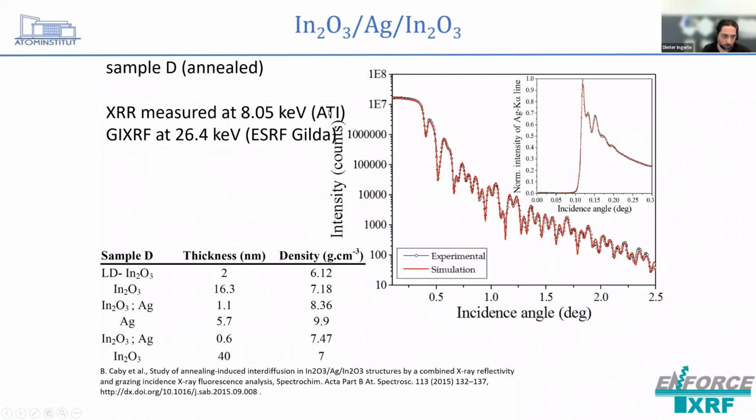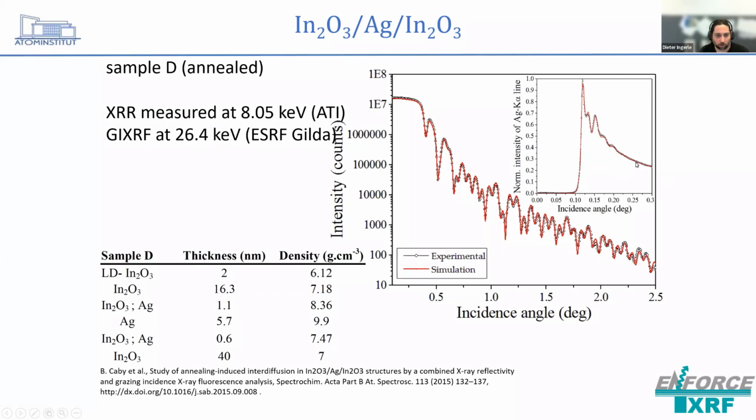We used basically the XRF measurement there because the quality was better and it was easier to evaluate, since the energy we used was relatively high, 26.4 keV, just to excite the silver line and stay below the indium edge. And you can see here the fit; actually, Béranger did the evaluation with my software.